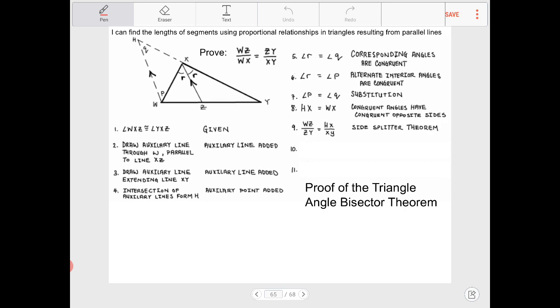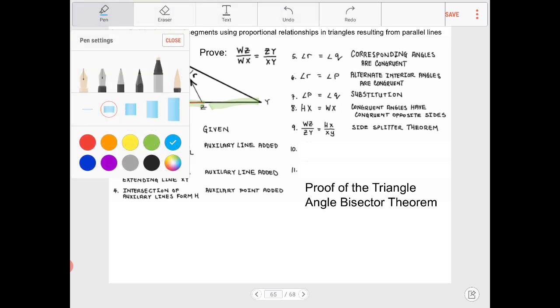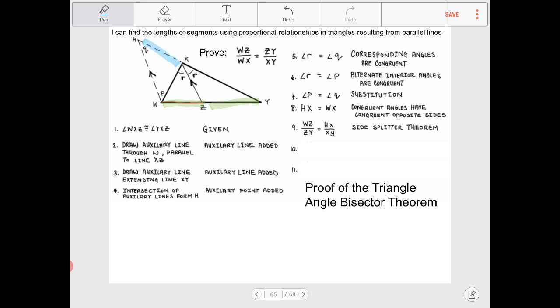Okay, so now that we have those two legs congruent, the next thing I can say is, wait a second, I can apply the side splitter theorem, right? Because I recognize that WZ, this side length over here, over YZ must be proportional to that of WX, I'm going to use a different color, must be proportional to that of HX and XY, right?